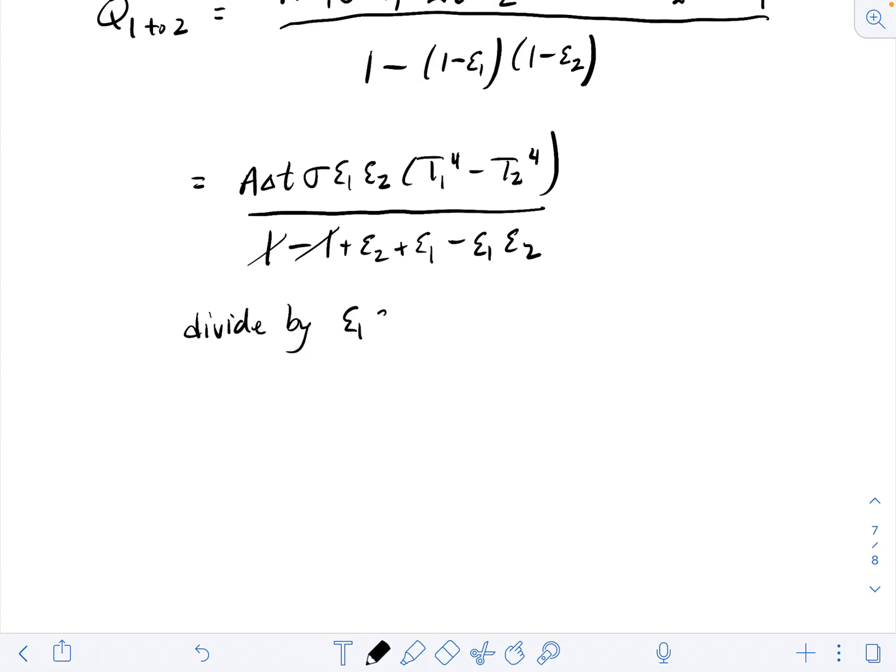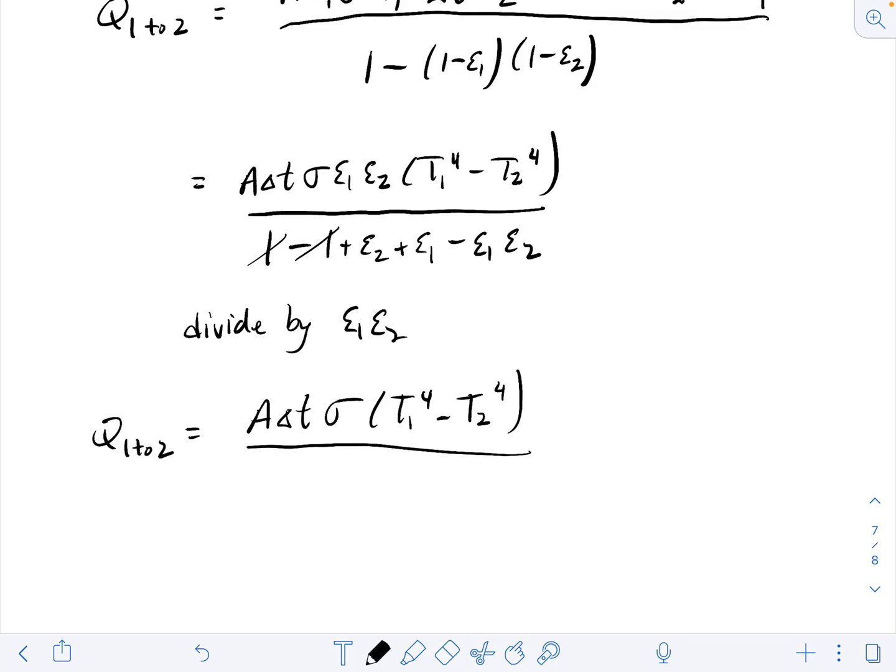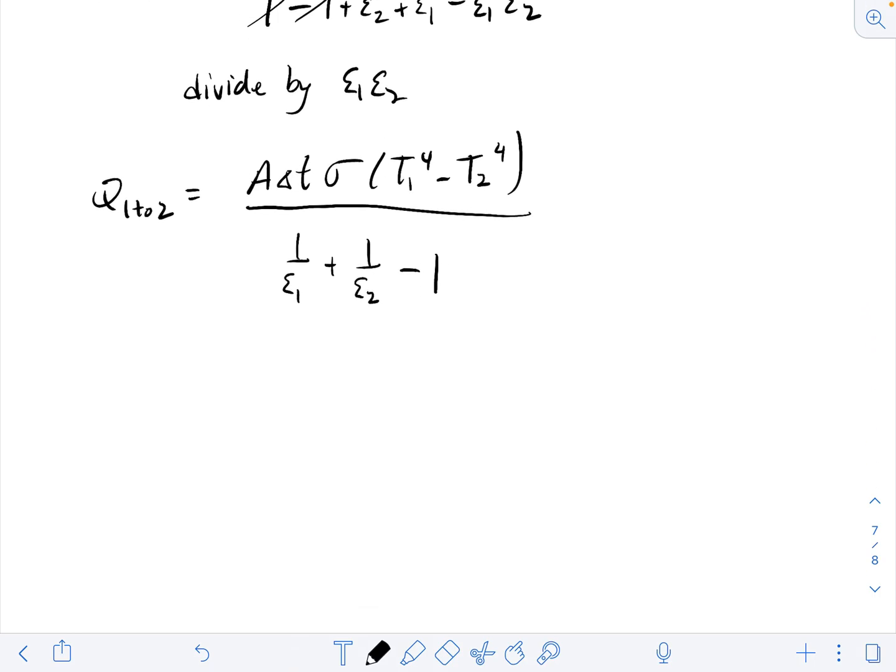Okay, let's divide by epsilon 1, epsilon 2, and so Q from 1 to 2, the heat transfer from surface 1 to surface 2 is going to be equal to A delta T sigma T1 to the 4th minus T2 to the 4th. Then we divide by epsilon 1, epsilon 2. And so in the denominator, we're going to get 1 over epsilon 1 plus 1 over epsilon 2 minus 1.